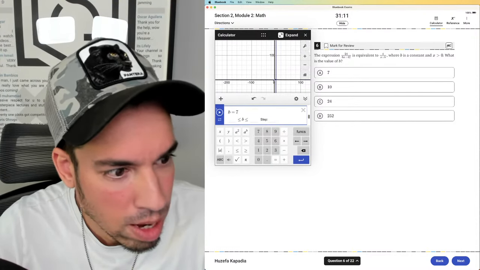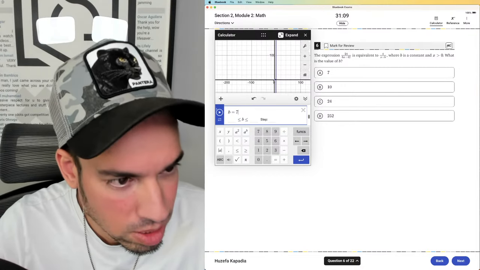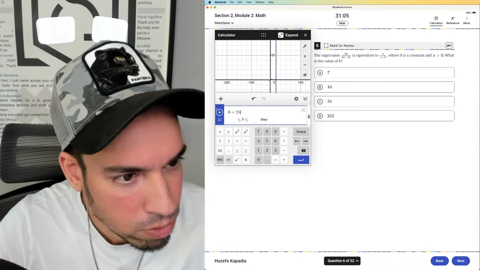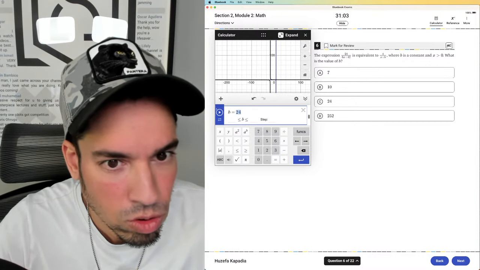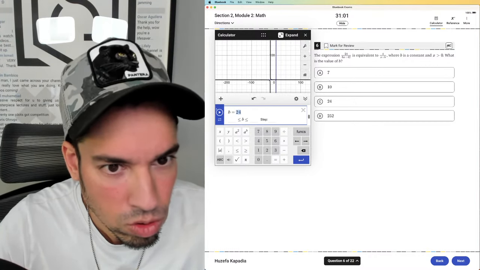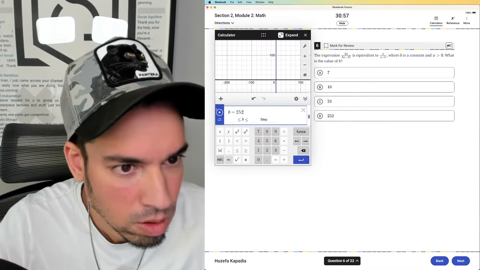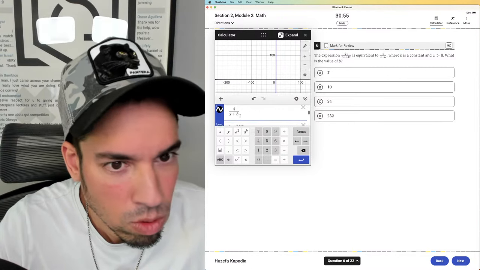Does 7 overlap? Nope, it doesn't. It's shifted. You can see that, right? If I do 10, does that overlap? Nope. What about 24? Nope. What about 252? So far, nothing's working. Wait a minute. Did I do this right? 4 over X plus B.